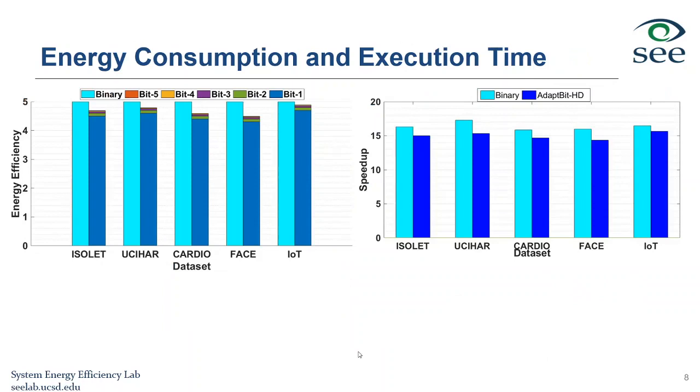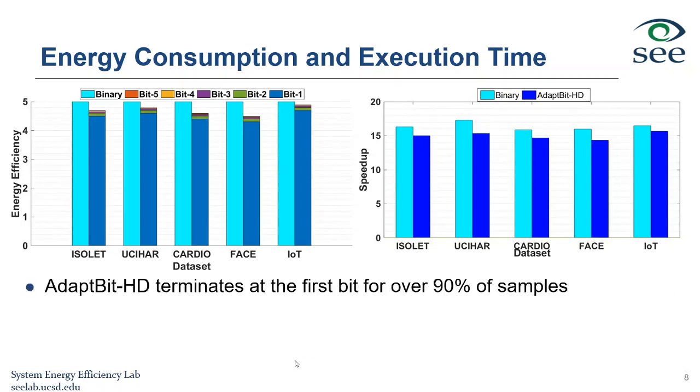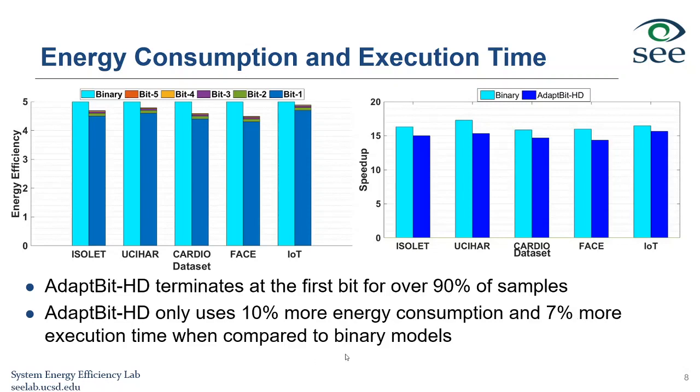And here we compare the energy consumption and execution time of AdaptBit HD with other static models. The results are normalized to full precision, which is 16 bits in our case. And the different bits show the energy consumption breakdown that AdaptBit HD uses for each bit. We can see that over 90% of energy is used on the first bit because AdaptBit HD terminates execution at the first bit, like binary, 90% of the time. Finally, we can see that AdaptBit HD only incurs 10% more energy and 7% more execution time than binary.